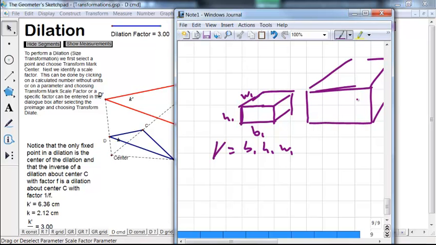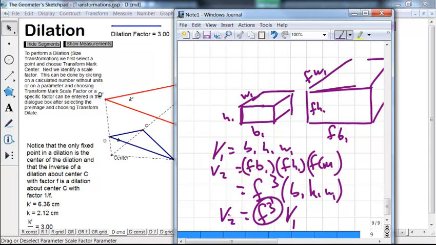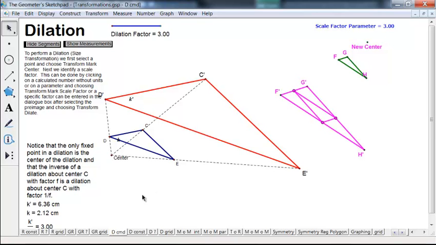Okay, so what's going to happen? This is F times B1. This is going to be F times H1. This is going to be F times W1. And so volume 2 is F times B1, F times H1, F times W1. And so that's going to be what? F cubed times B1, H1, W1, which is F cubed times volume 1. So it multiplies it by cubing. It cubes it. Interesting connection there. So this is called a dilation.